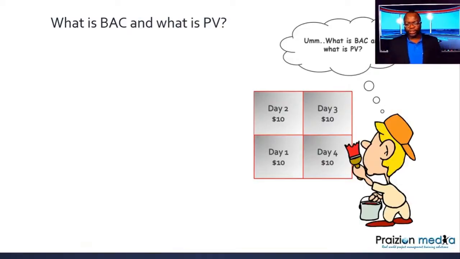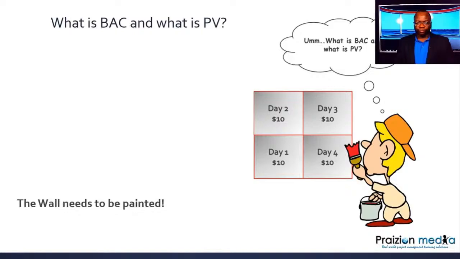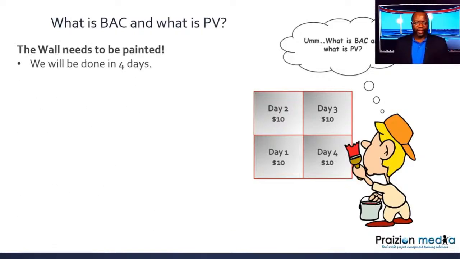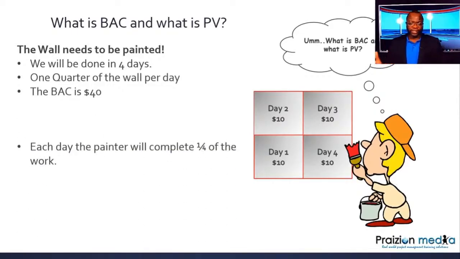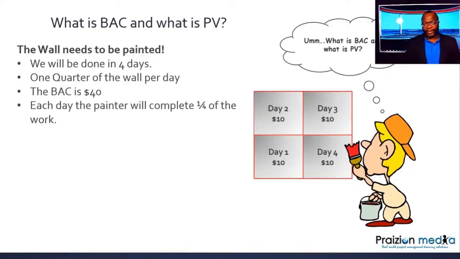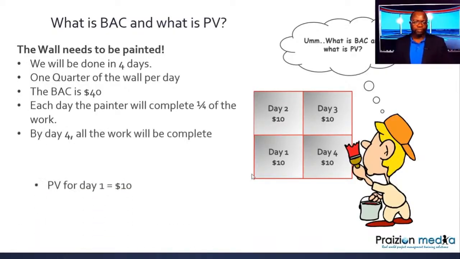So $40 is the BAC. Very good. Very, very good. That is the BAC. All right. So let's move along. I'll try to make this quick, okay? The wall needs to be painted. It will be done in 4 days. We're going to do a quarter of the wall a day. I hope you guys get that, okay? BAC is $40. Each day, the painter will complete a quarter of the work. So we've pretty much established that. By day 4, all the work will be completed.